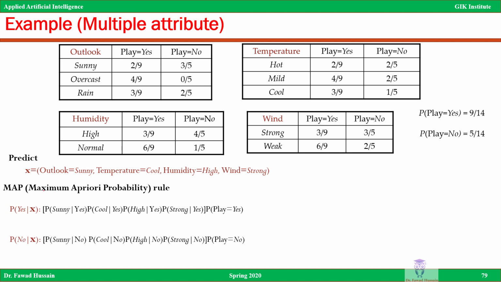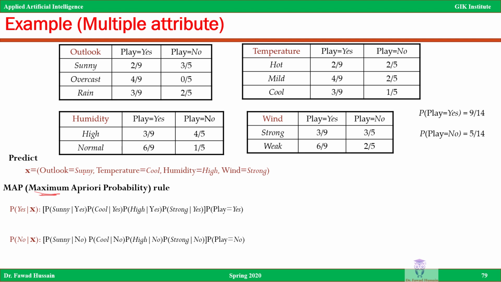So what we can do is take the maximum probability. As I said, you are going to assume it's a yes and compute these probabilities, then assume it's a no and compute the probabilities again, and take the maximum of these two probabilities. So that is the maximum a priori probability. So let's calculate it for yes.